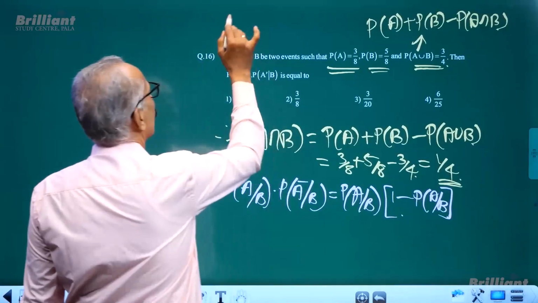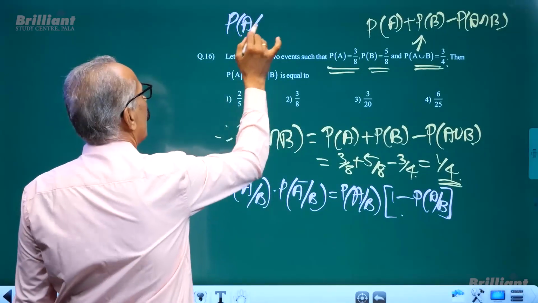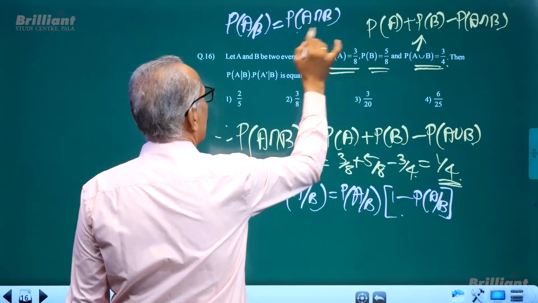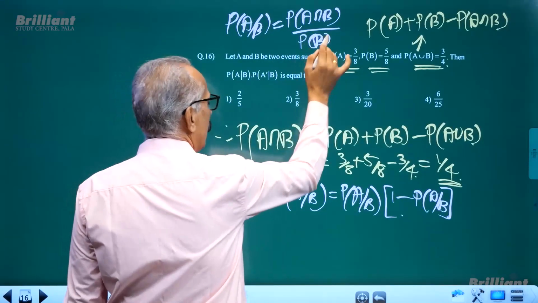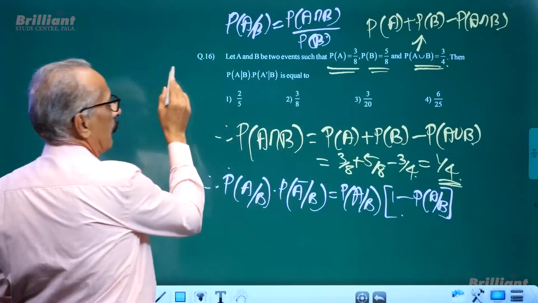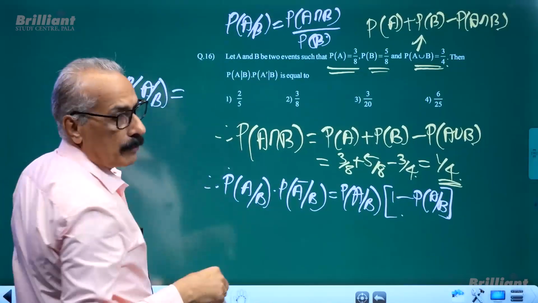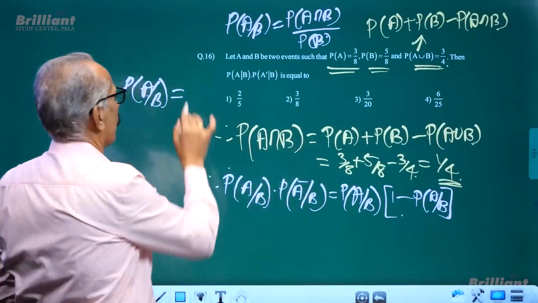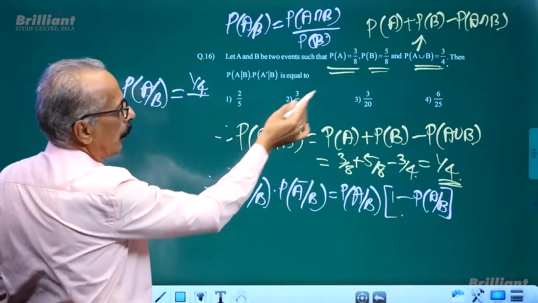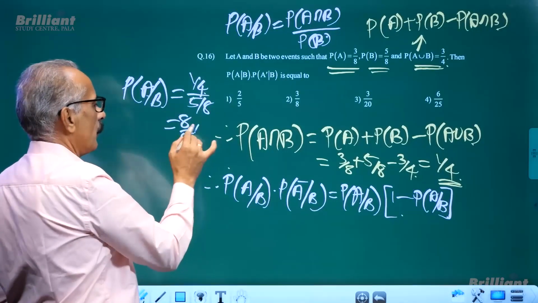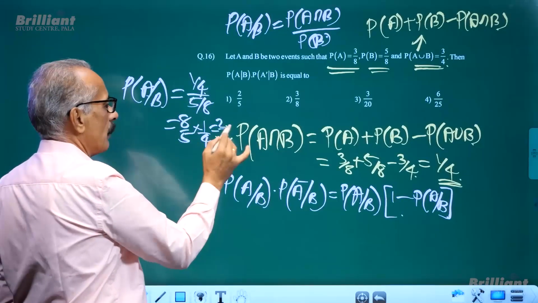What is probability of A given B? What's the formula? Probability of A given B is probability of A intersection B divided by probability of B. So probability of A given B equals, probability of A intersection B I calculated as 1 by 4, divided by probability of B, 5 by 8. That's equal to 8 by 5 into 1 by 4. That's equal to 2 by 5.